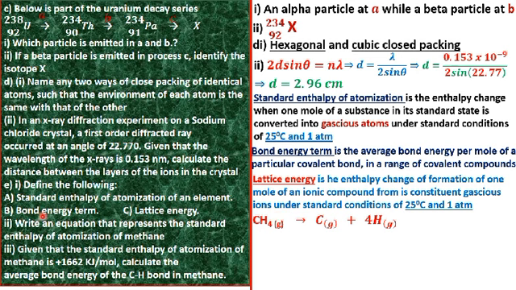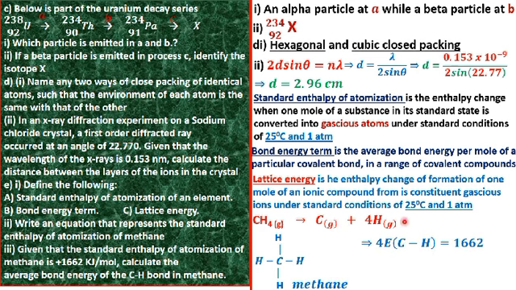The next part says: given that the standard enthalpy of atomization of methane is 1662 kilojoules per mole, calculate the average bond energy of the carbon to hydrogen bond in methane. So let's picture how methane looks. Methane has 4 hydrogen atoms attached to it, which means the carbon to hydrogen bonds in the molecule of methane are 4 of them: this one, this one, this one, this one.